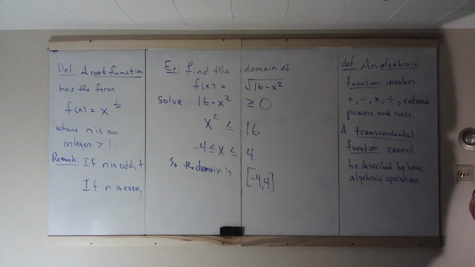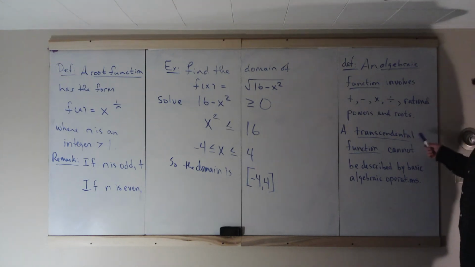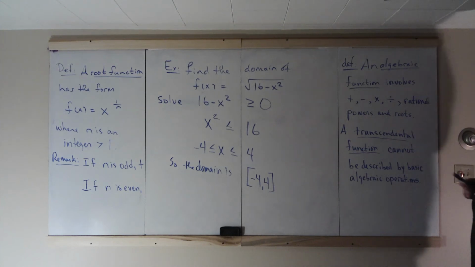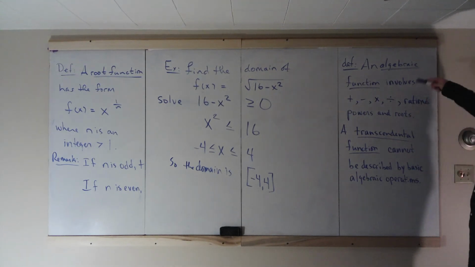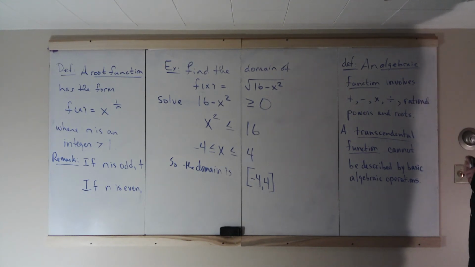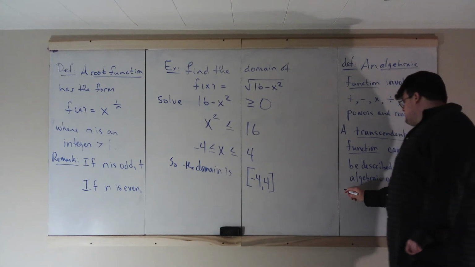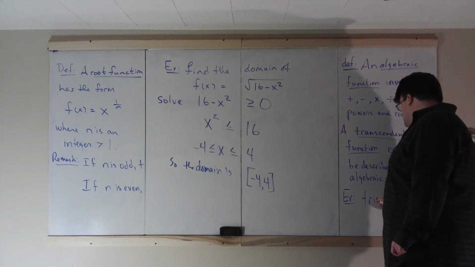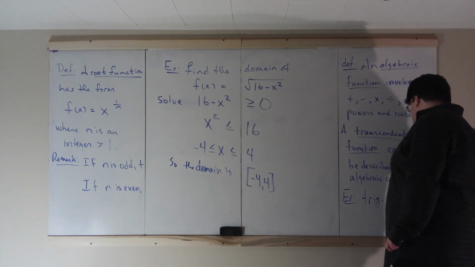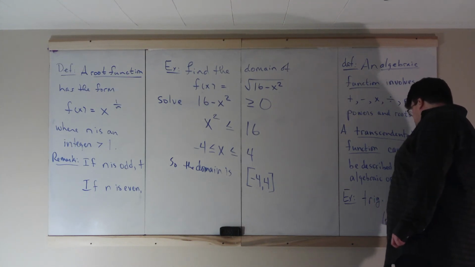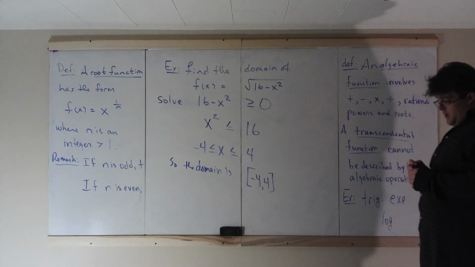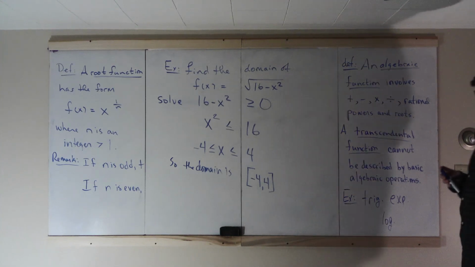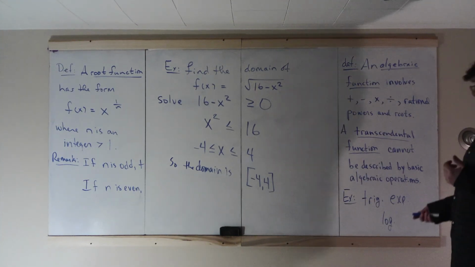Those are algebraic functions. A transcendental function is a function which is not an algebraic function, meaning it cannot be described by basic algebraic operations like those up there. Some examples: trig functions, exponential functions, logarithmic functions are some examples of many kinds of transcendental functions. And we'll actually look at trig functions next.